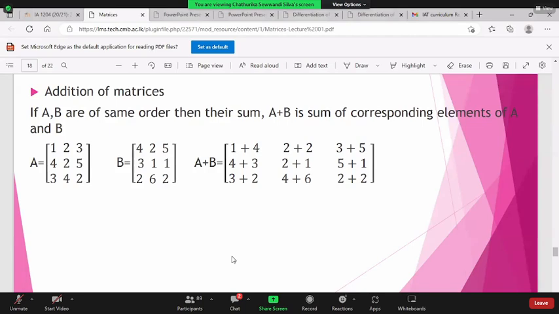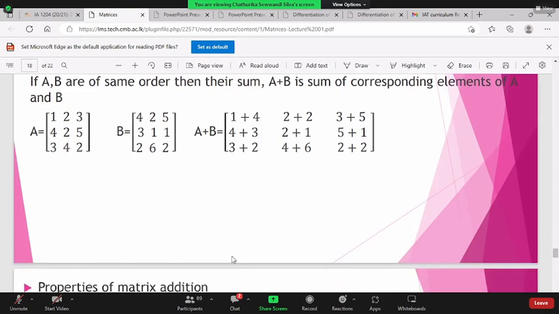What is the operation which violates the commutative law of matrices? Products. Yes, product. Because under multiplication, A multiplied by B is not equal to B multiplied by A. So that is one such place where the commutative law is violated.